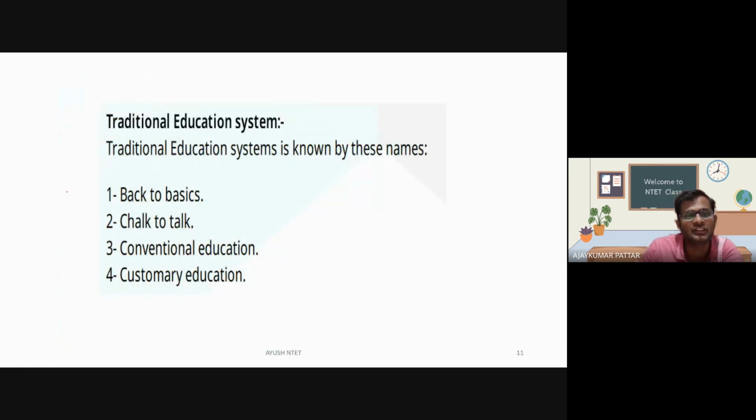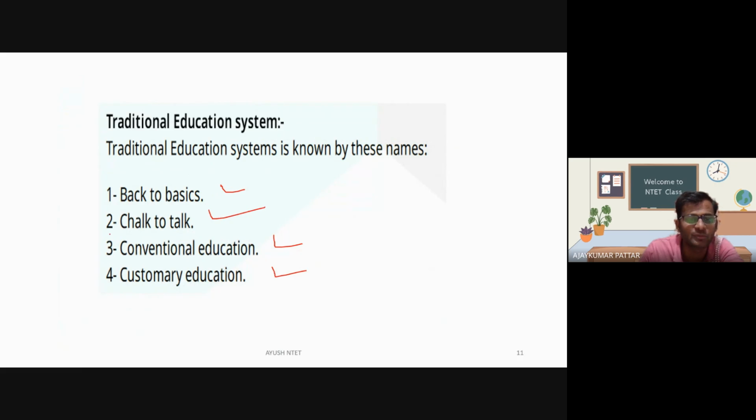Then the traditional education system can also be called by other names. That is back to basics, chalk to talk method, conventional education, customary education. These names are nothing but the traditional education system, also known by these names: back to basics, chalk to talk method.